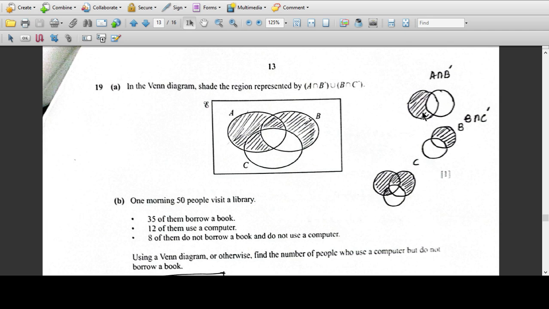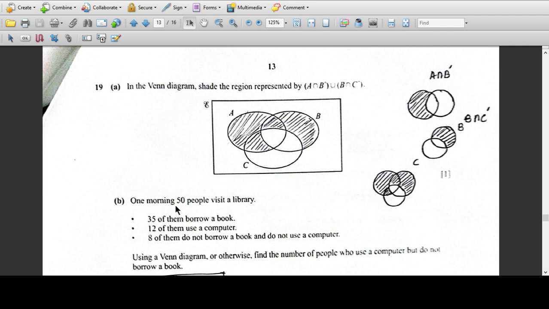Similarly, B intersection C bar is this. And if we take the union of these two, we will have this shape. This region will be here and this part will be minus, this part will be minus. So from these two individual components, the union can be represented. So the shade can easily be placed. This is the final answer.